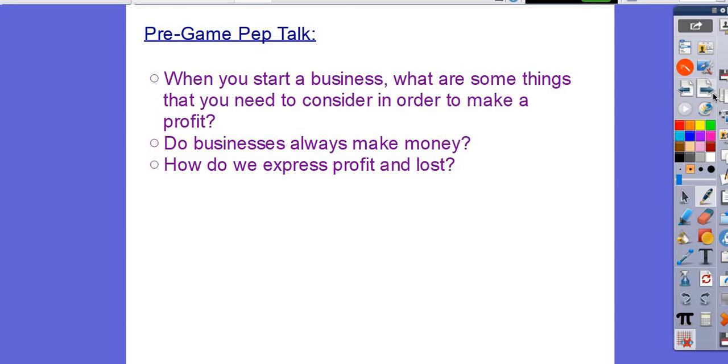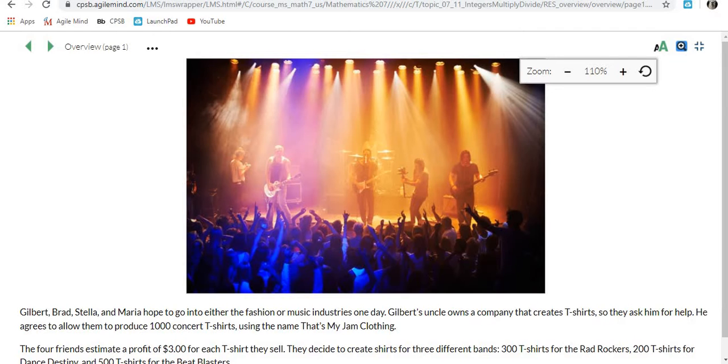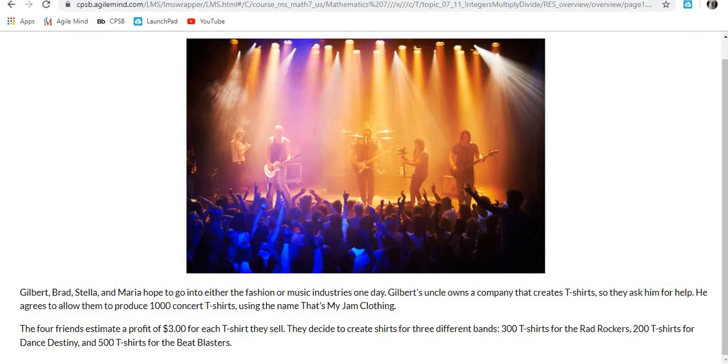How do we express profit and loss with a number? What on a number tells us profit and loss? Negative tells us loss. Positive tells us gain. I like it. Alright, so let's take a look at a few things.